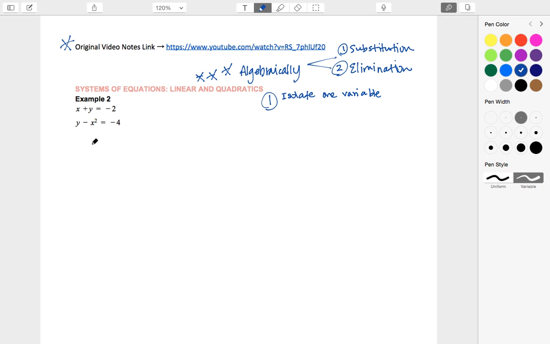In this example, I'm going to use the first strategy. I'm going to use substitution to show you all how to do this. Okay, so what I'm going to do is write these two equations. This is equation 1 and equation 2. Our first step is to isolate one of the variables.